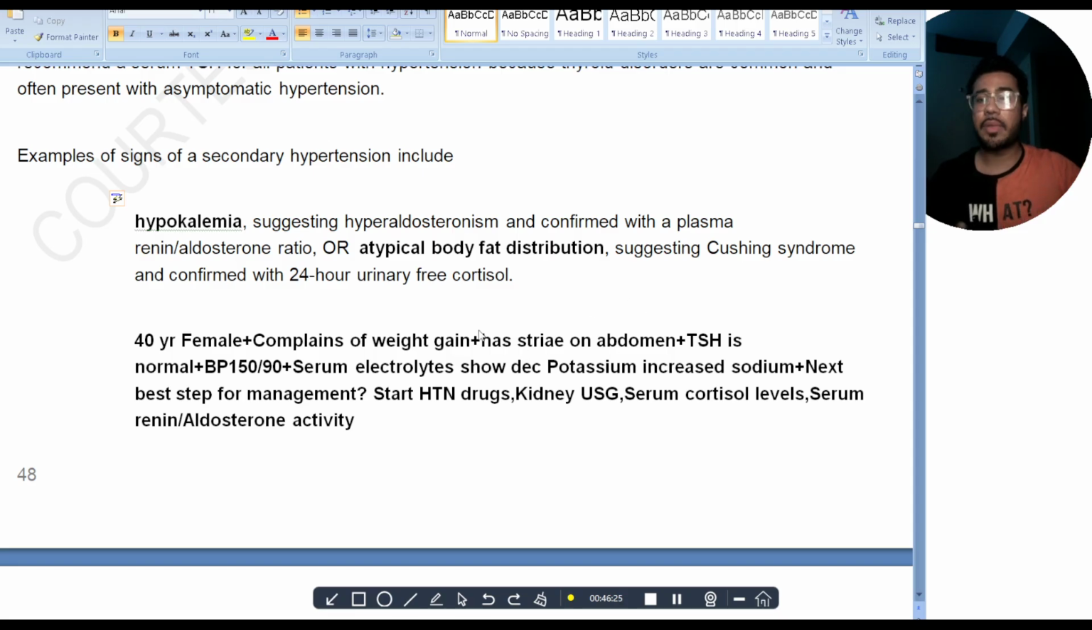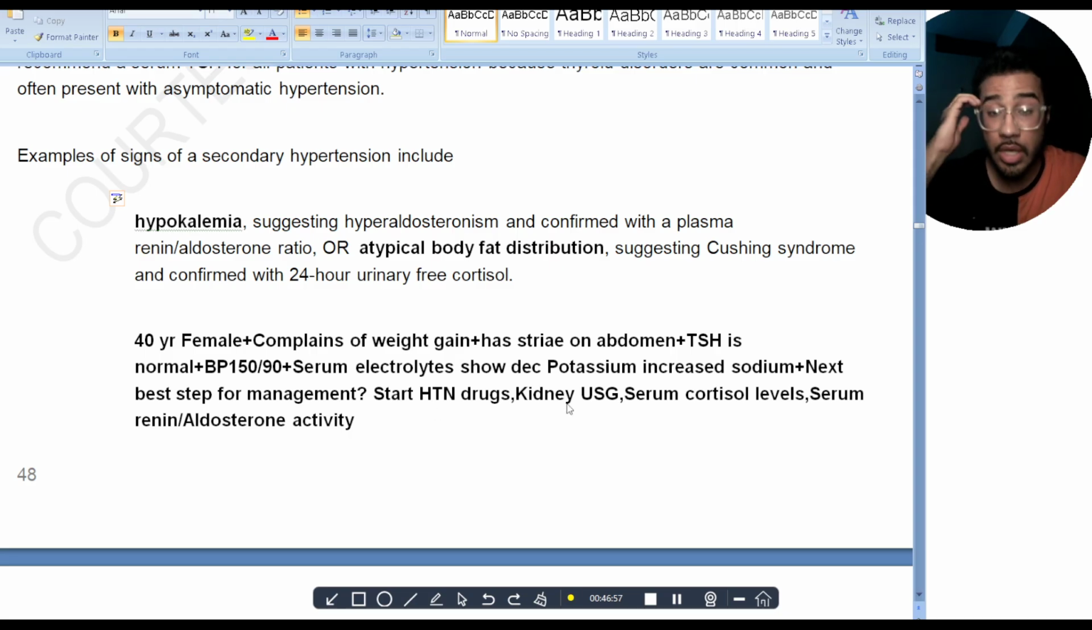The striae can be stretch marks, but when it comes to Cushing syndrome, the striae also form as a result of poor connective tissue synthesis and collagen production that results in formation of striae in the abdomen. Serum electrolytes show decreased potassium, increased sodium activity, which is a sign of increased mineralocorticoid activity. Next step for management: start hypertensive drugs because the patient's BP is high, but that does not seem like a primary cause of increased blood pressure, so we avoid that.